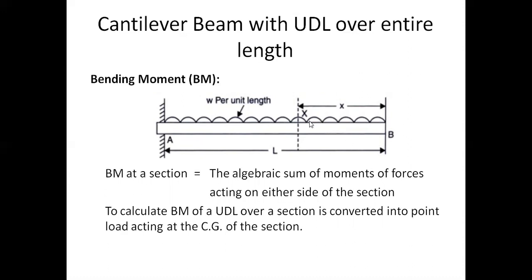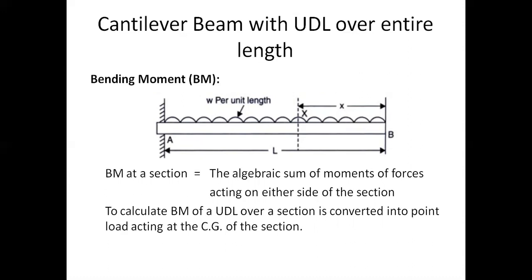So w is the load per unit length, small w, into x. Therefore, the total load is w into x for this entire span. That is the total load. If we want to replace this uniformly distributed load with a point load, that is equivalent to w into x. That will be the point load.